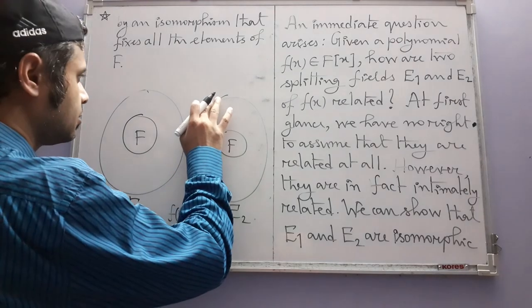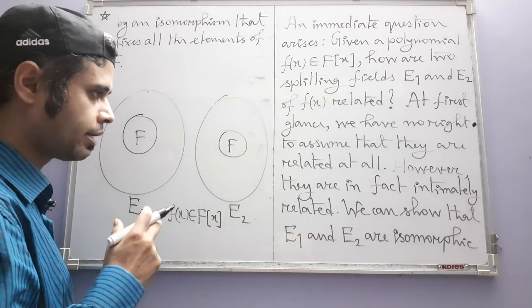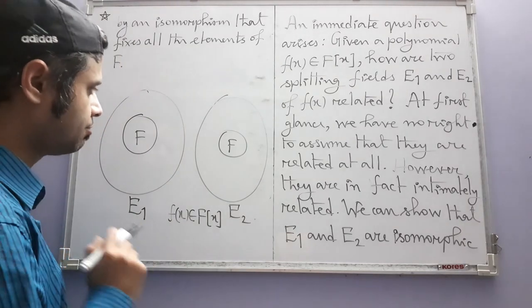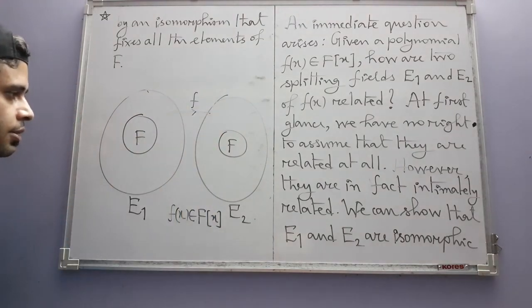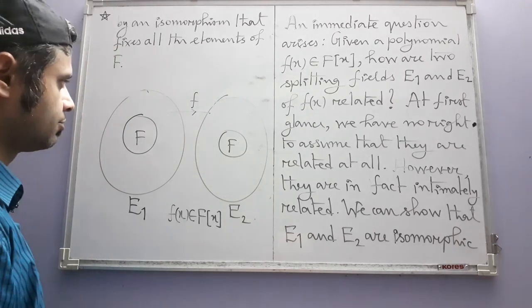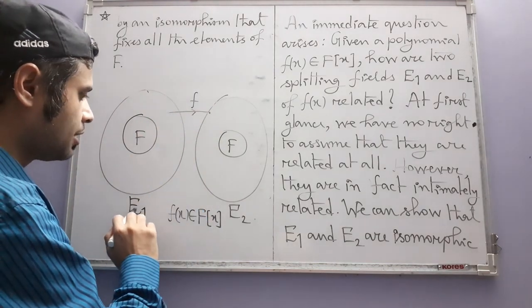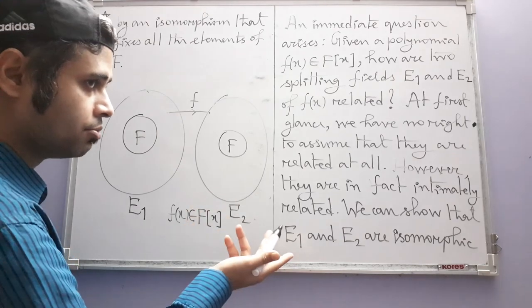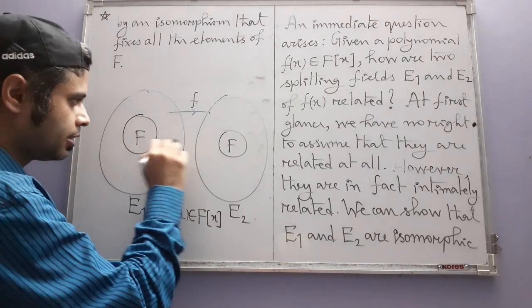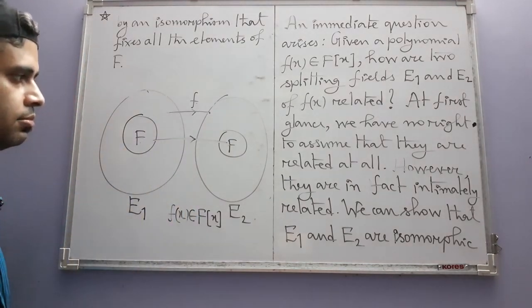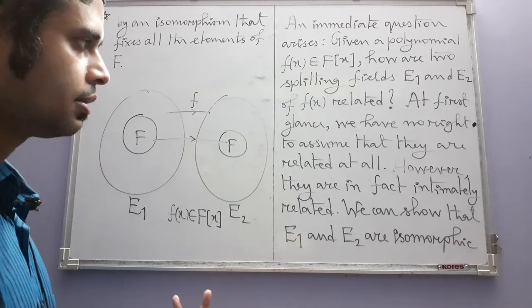Now what we are claiming here is that these extensions are isomorphic, or the same thing as fields, by an isomorphism, some sort of function that fixes the elements in F. That is, there exists a ring homomorphism from E1 onto E2 that is one to one, and such that if you restrict it to F, then you get the identity function. And this we will show along with other things in the next video.